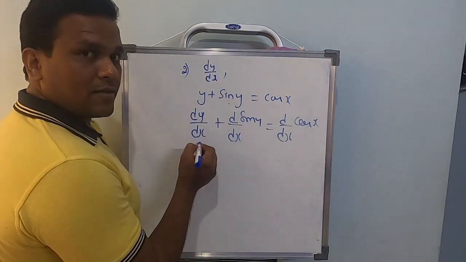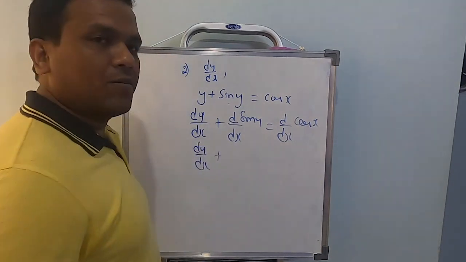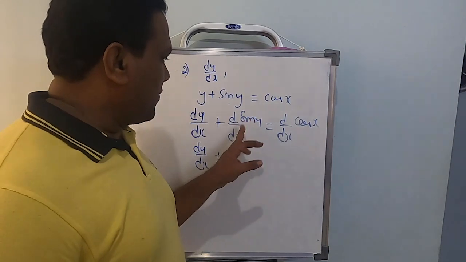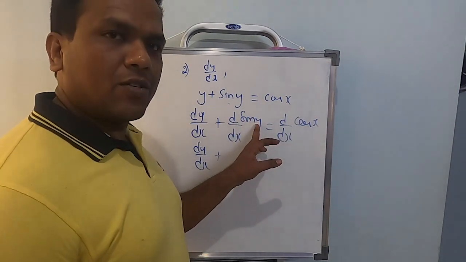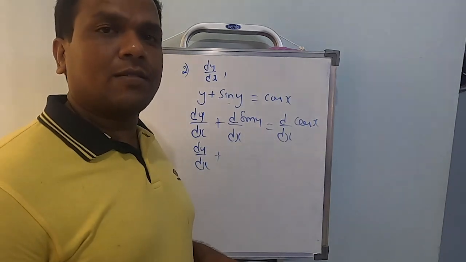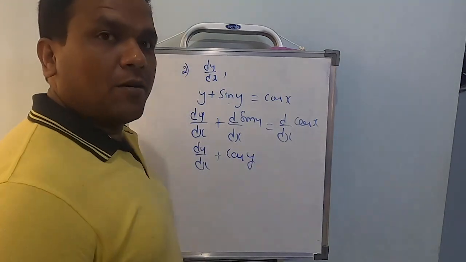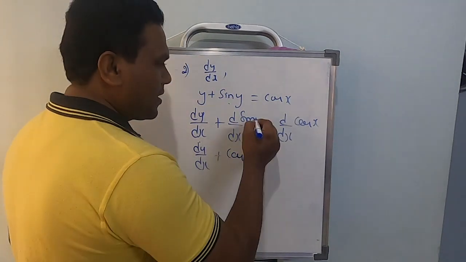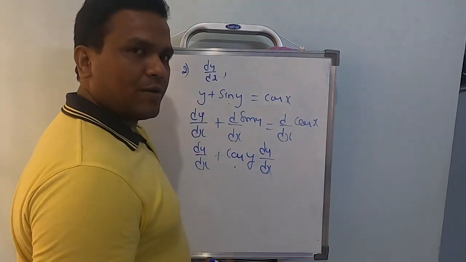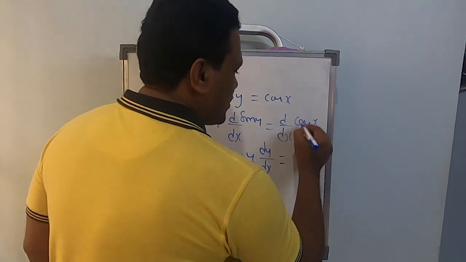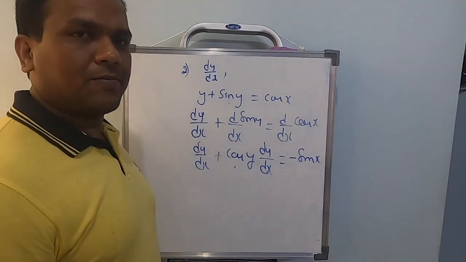Now look here, dy by dx, this is what we needed. Let's retain dy by dx plus. Now observe, differentiation of sin y with respect to x. I already told you, just take it as differentiation of sin x only. What is differentiation of sin x? Cos x. So differentiation of sin y should be cos y, but it's a term of y, so after writing the differentiation, dy by dx has to be written. On the right side, differentiation of cos x will be minus sin x.